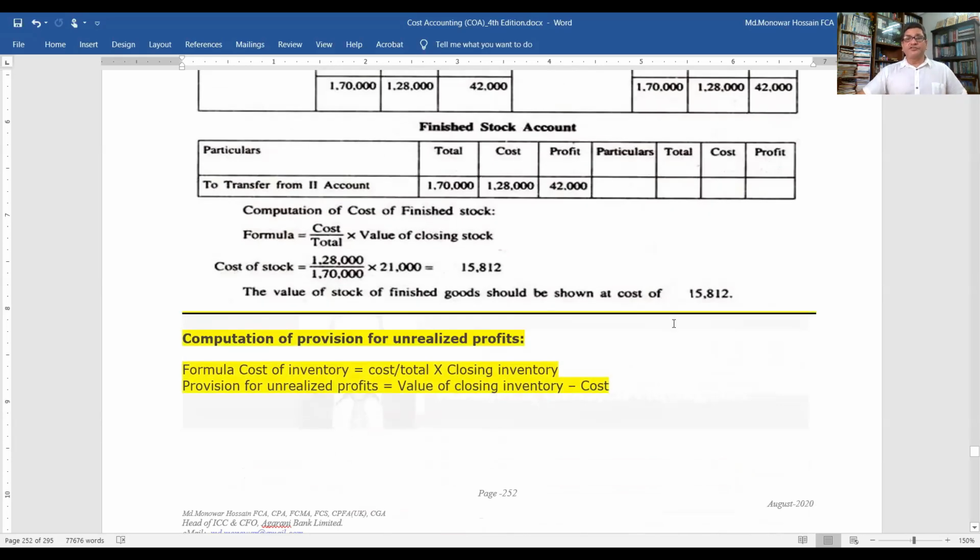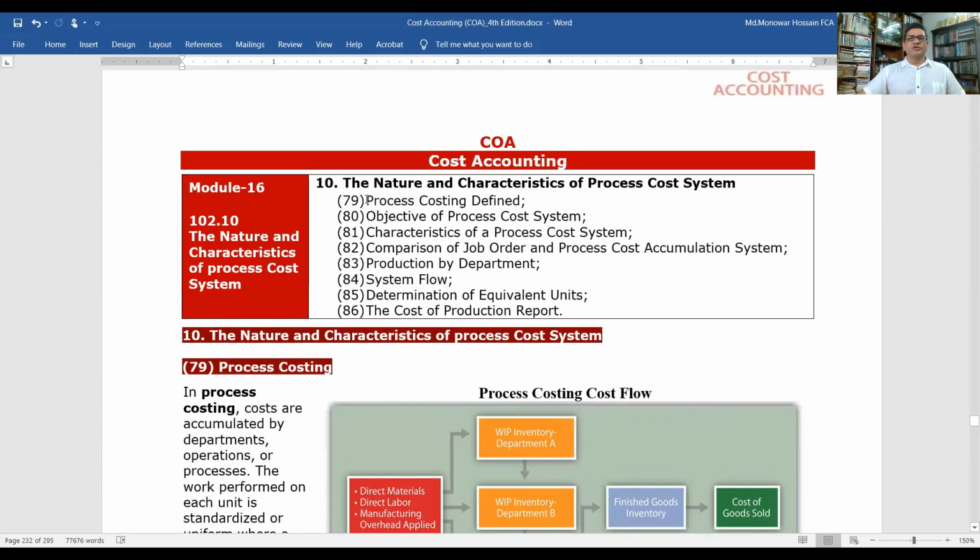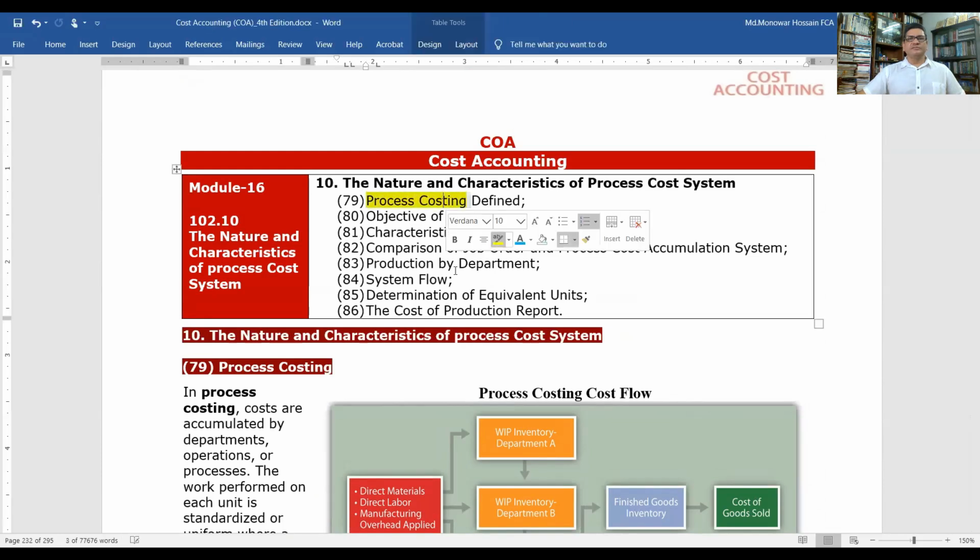I think it's okay for today. Today we discussed process costing, the objectives of the process costing system, the characteristics of the process cost system, and we solved two problems of the process costing system. Next we will discuss another part. We have to do the comparison of job order and process costing, production by department, system flow, determination of equivalent units, and cost of production. The cost of production report is quite vital for you.